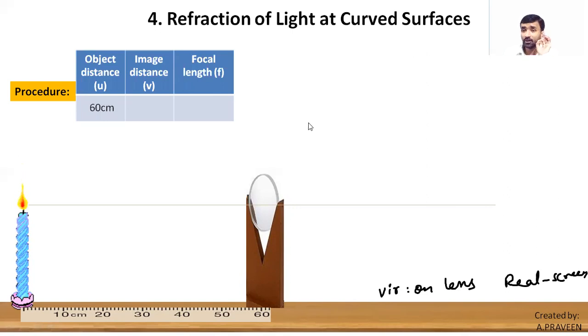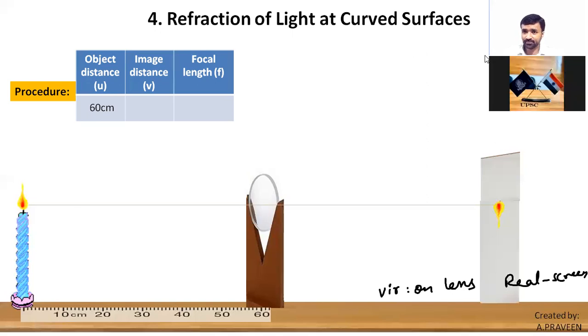Then first observe the type of image. First move the screen to the side opposite to the object. Here the lens is a convex lens, so on the opposite side of the object I used the paper. Then move it away from the lens. Did you see any image on the screen? Is it visible? Is an image obtained or not?